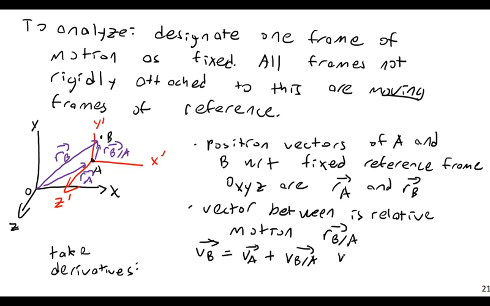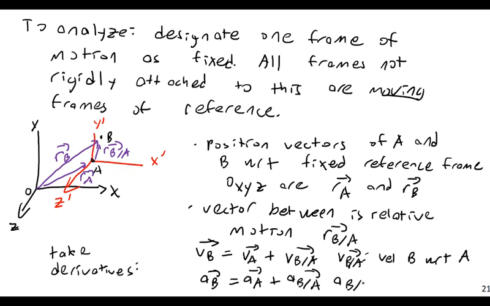which doesn't surprise us. VBA is the velocity of B with respect to A. And then if I took the second derivative, I would get AB equals AA plus ABA, where ABA is the acceleration of B with respect to A.